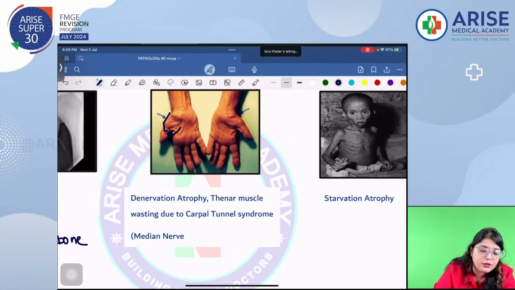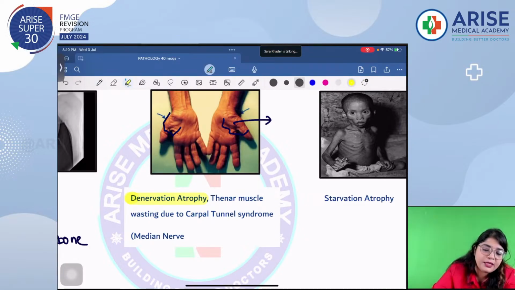This is actually, you can see there is atrophy of your thenar eminence. All right, why is this happening? Because of denervation. Remember, this is a kind of atrophy. So again, there is a decrease in size as well as number. The muscles in the thenar eminence are affected. Why? Because this is related to which nerve? Median nerve. Okay, carpal tunnel syndrome.